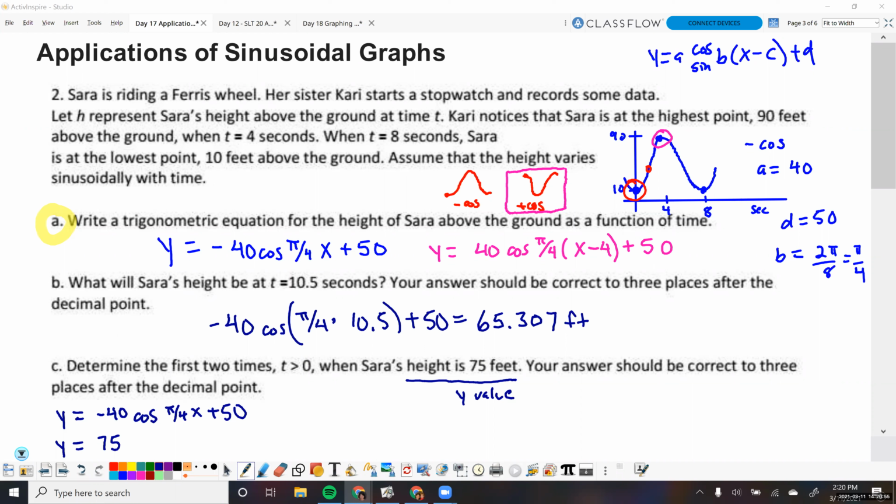Go ahead, find those two values and send them to me.